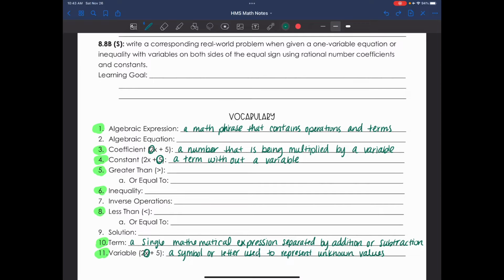Then we have a variable. A variable is a symbol or letter, typically letters, used to represent unknown values, which we will then solve for. So we just put a symbol or a letter in place of a number that we don't know yet.